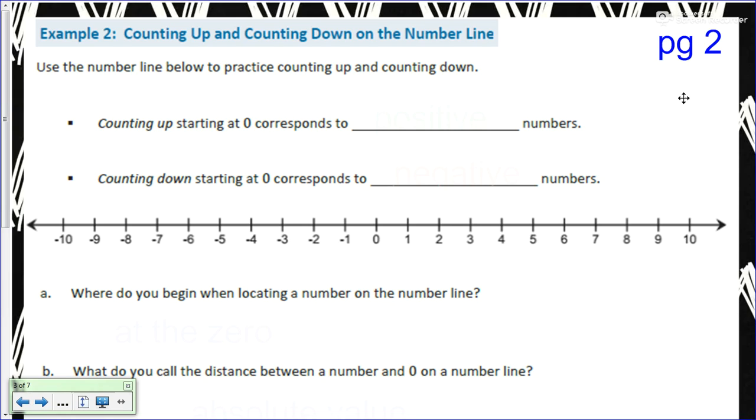When we talk about finding numbers on a number line, we're going to be talking about counting up and counting down. When we count up, starting at the number 0, we are talking about positive numbers. Please do fill in the blanks of your binder as the words appear on the screen. When we talk about counting down, starting at 0, we're talking about negative numbers. So again, counting up is to the positive, counting down is to the negative.